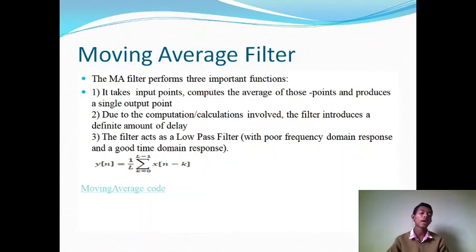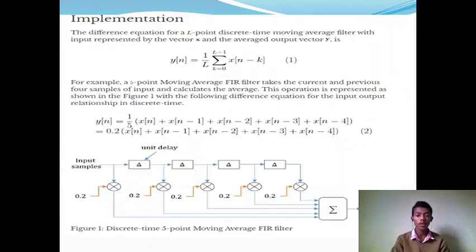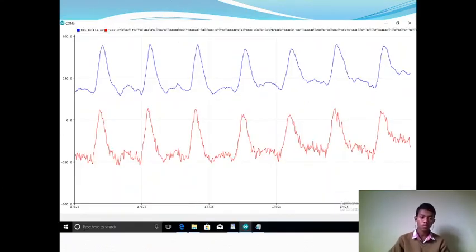This is the Arduino program of the moving average filter. This is the output. Here this red signal is the input signal. If you observe, it has some high frequency components. High frequency component in the sense it is rapidly changing. It has many spikes.